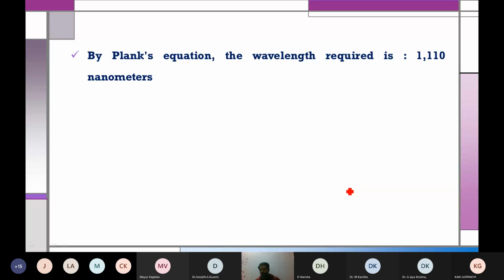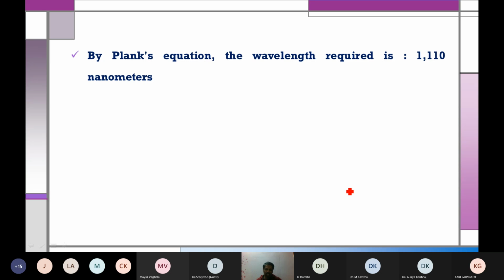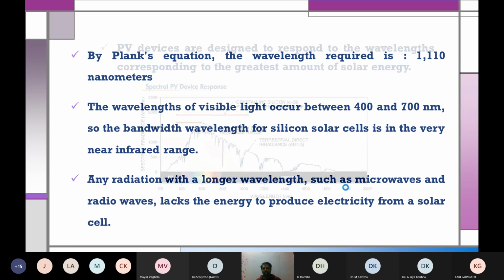So now we need to know. All the radiations are there, and they have their own energy level. So there should be some specific value of energy level, right? That is by Planck's equation. The wavelength required is 1110 nanometers. That is the actual wavelength whose energy is used for emitting an electron from silicon. That's the value we need. Clear? So I'll just show you a graph, then I'll come back to this.